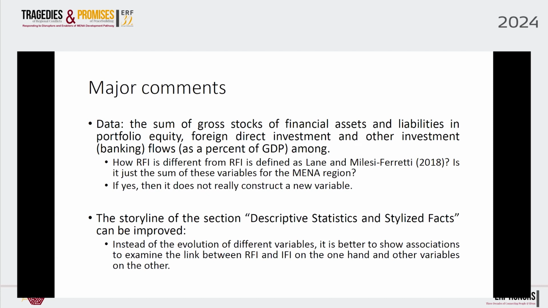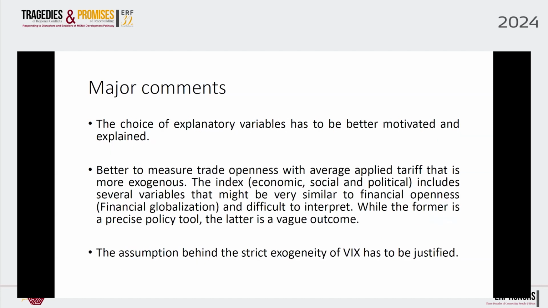Then I think also the storyline of the section, descriptive statistics and stylized facts, can be improved, because we don't just want to see the evolution of each variable on its own, but perhaps some associations, to see what the main associations are in your data set at the level of regional financial integration, for instance, with a trade policy variable, with the governance variable that you're including, instead of just showing the evolution of each variable on its own. Okay, next one.